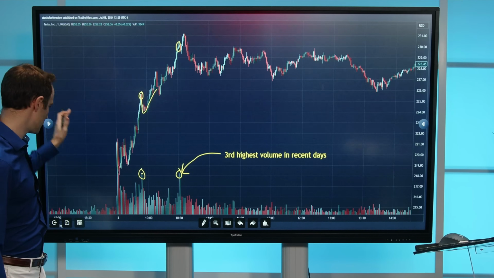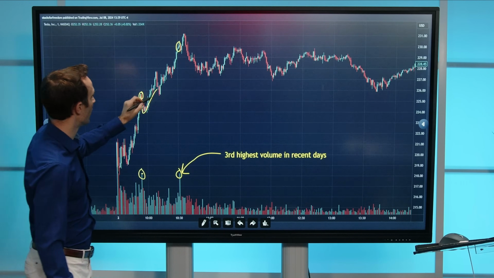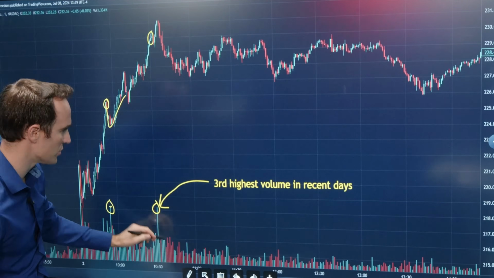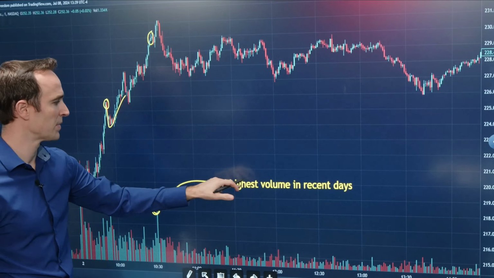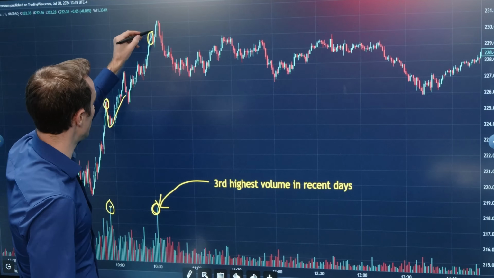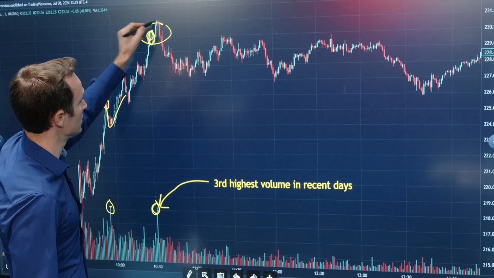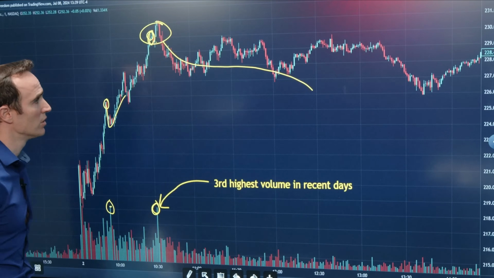I was trading this, I think this chart is from last week, maybe Thursday or Friday, but look at this big volume spike right here. This is the 3rd highest volume in recent days. Look at this. Here's the volume spike right here, and it essentially marked the highs for that day, and we came all the way down into that area.